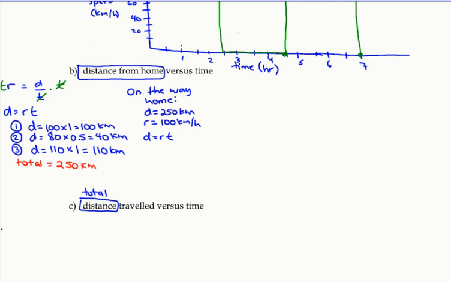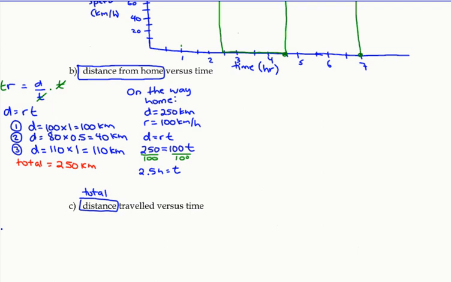We know the distance she has to travel is 250. We know the rate is 100. We want to get t by itself. So 250 equals 100 times time. What do we do to both sides? Solve for t. Divide by 100, and that gives you the 2.5 hours. Some of this you could probably do in your head, right?